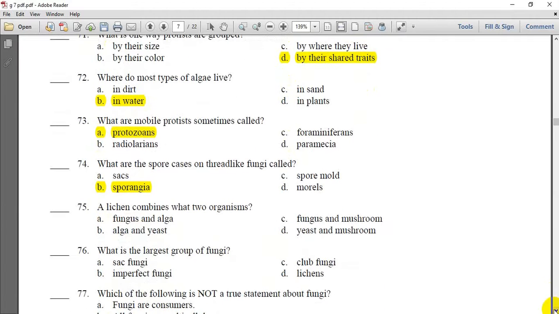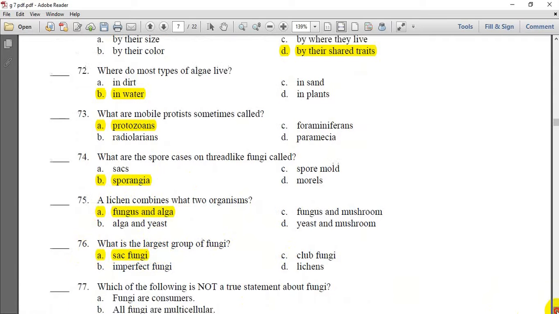Question 75. A lichen combines what two organisms? Which two organisms combine together to make the lichen? Fungus and alga. Letter A. 76. What is the largest group of fungi? The biggest group of fungi is called sac fungi.